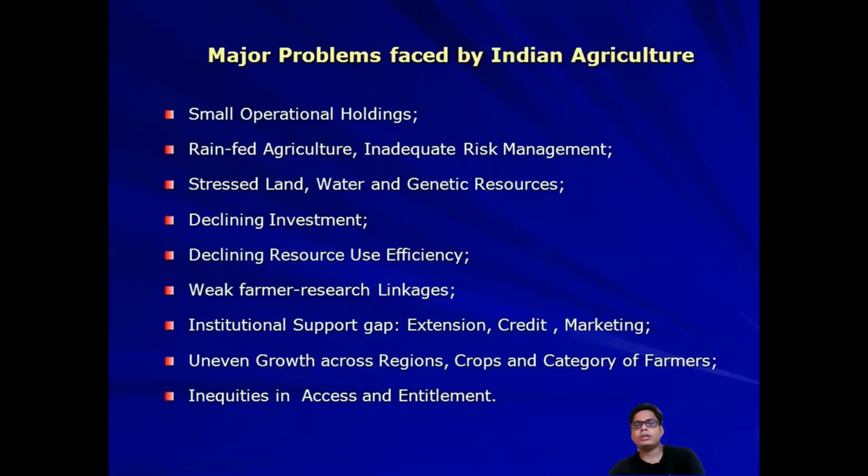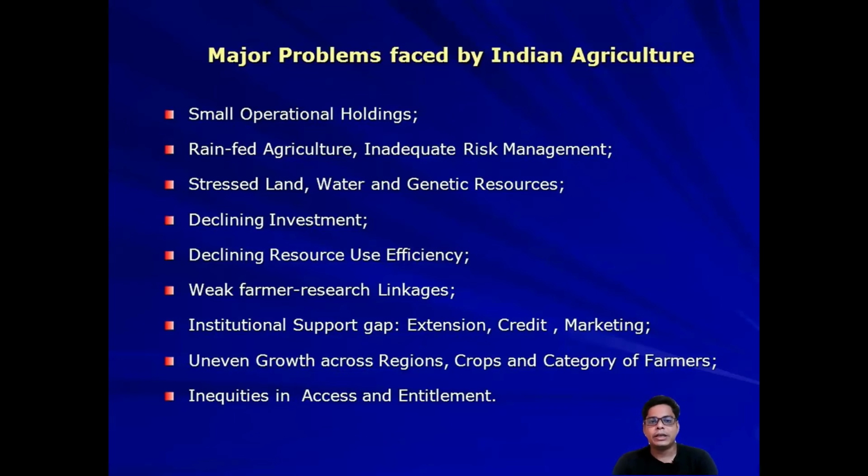Second thing: what are the problems of Indian agriculture? This is a very important question for your board exam. What are the problems faced by Indian agriculture? The first problem is small operational holdings. Land sizes in India are fragmented into pieces, so you cannot use modern technology like the harvester, the combine, or the tractor, because the land size is very small.